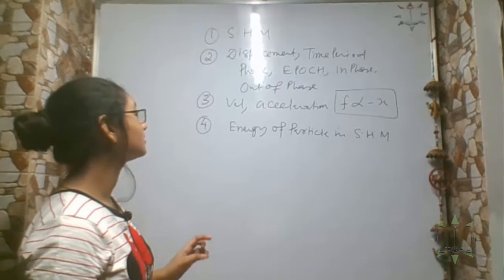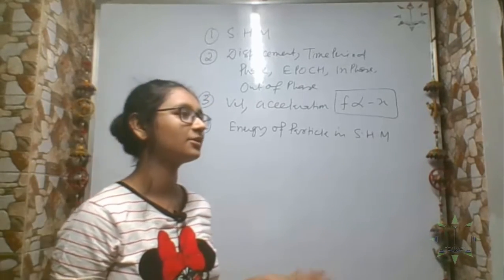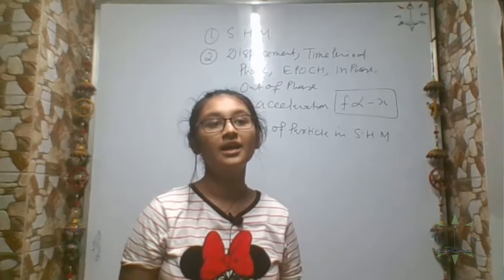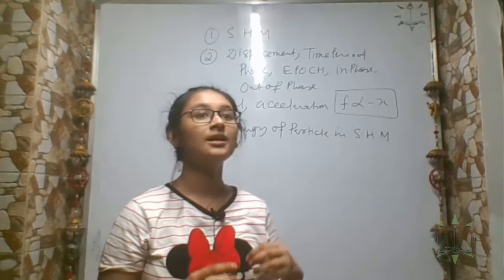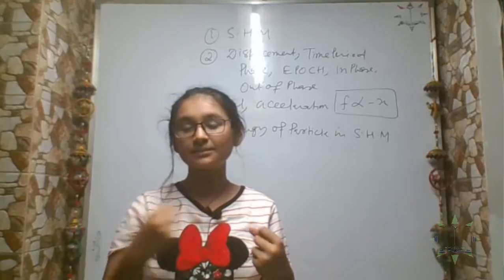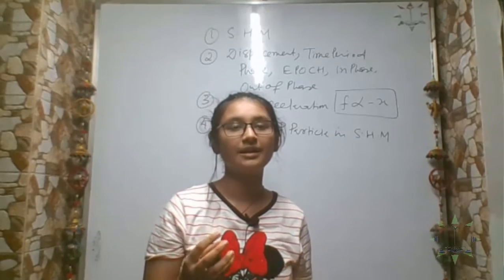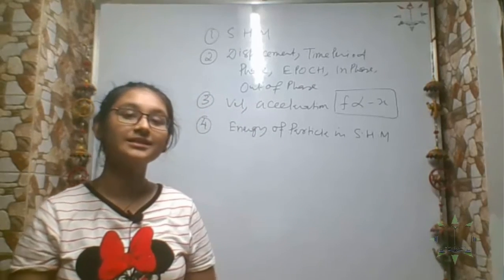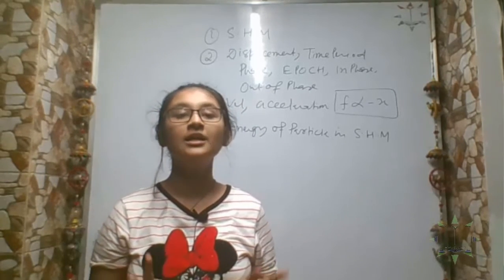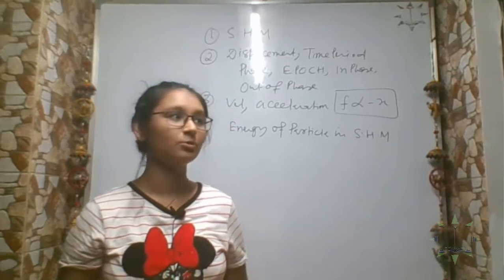Next, we understood some terms related to simple harmonic motion such as time period, amplitude, displacement. Basically, amplitude is the maximum distance the particle can travel from its mean position, and time period is the time taken for the particle to complete one to and fro motion.